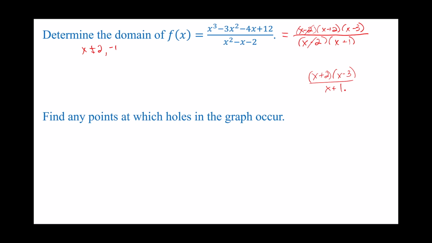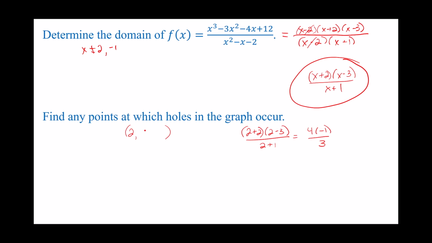So to find the holes, I crossed off x minus 2, so that's where x is 2. My hole will occur when x is 2. Plug in x equals 2 into this function. I get (2 plus 2)(2 minus 3) over 2 plus 1, which gives me 4 times negative 1 over 3, or negative 4/3. So my hole is the point (2, negative 4/3).